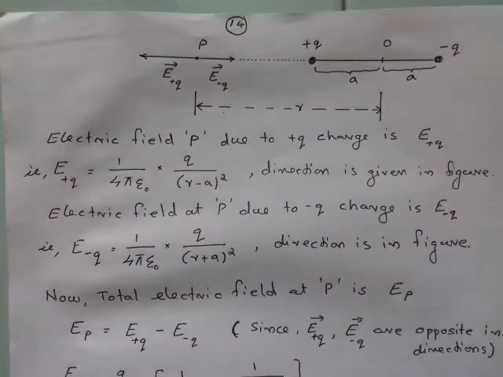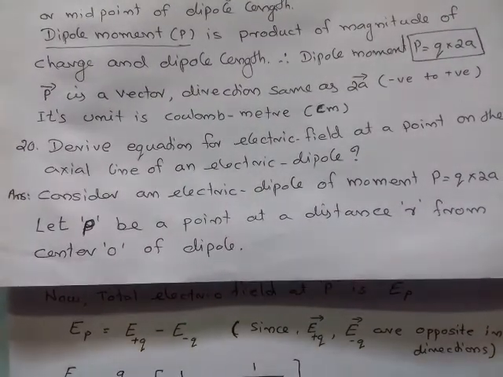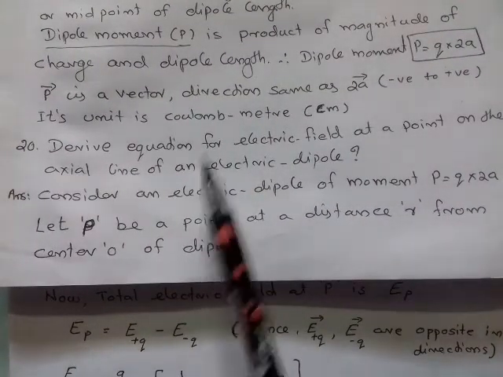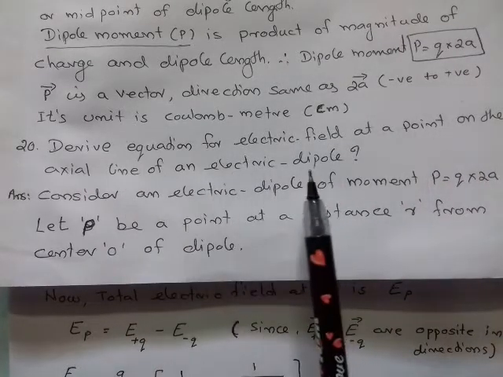Morning students, page number 14. Derive equation for electric field at a point on the axial line of an electric dipole.